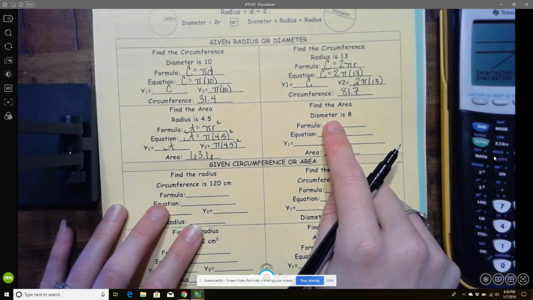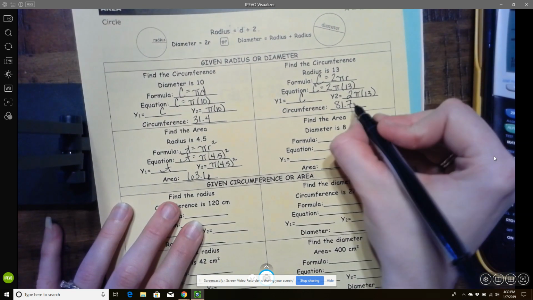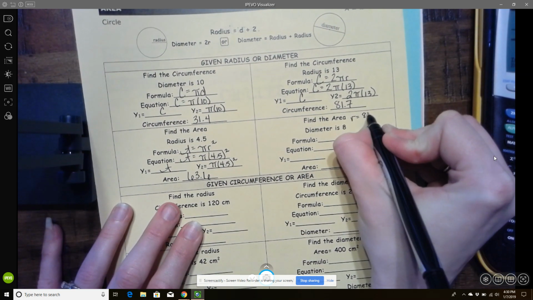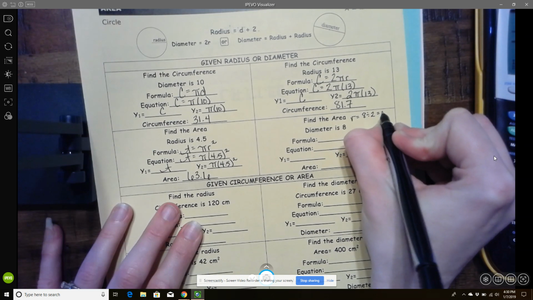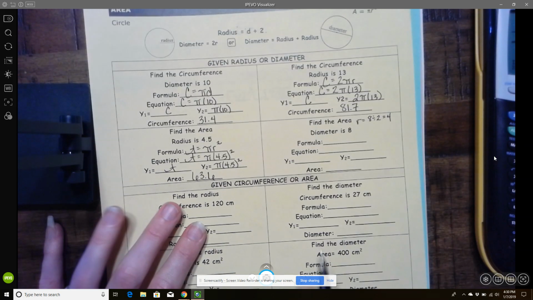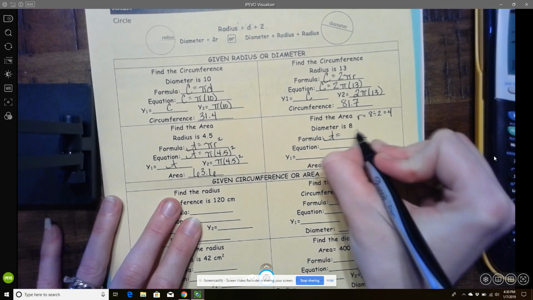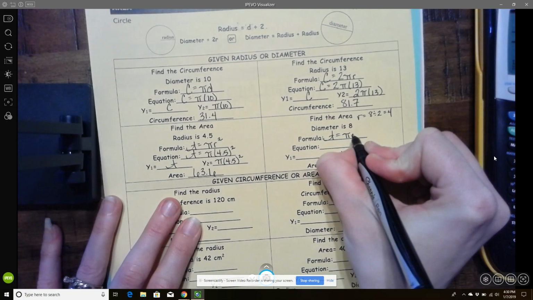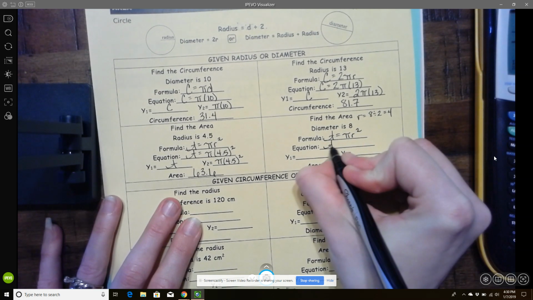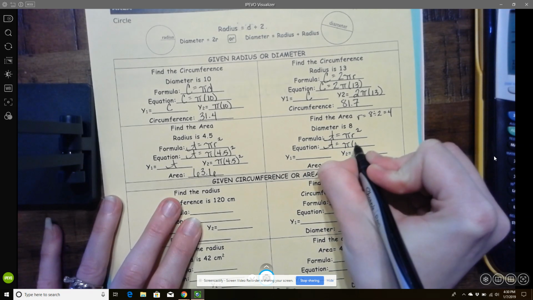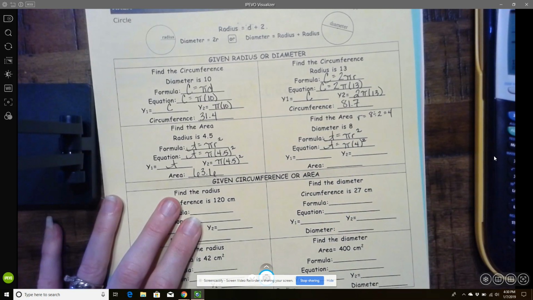All right, find the area. This time I'm given the diameter. So remember that I have to divide the diameter by 2. I need the radius. I have to have the radius. So the formula is A equals pi r squared. My equation would be pi times 4 squared.